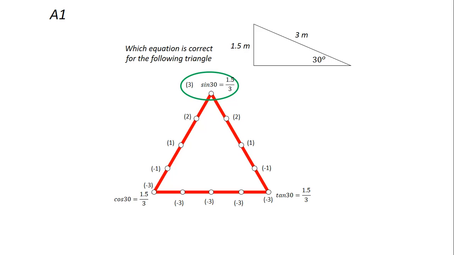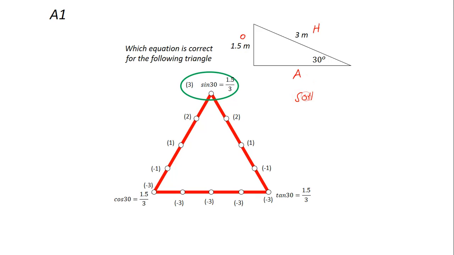The first one, of course, we've got a triangle, 30 degrees here. 1.5 is the opposite. 3 meters is the hypotenuse. Let me just connect this guy up. This is the hypotenuse. This is the opposite. This is the adjacent. So I've got the opposite and hypotenuse.